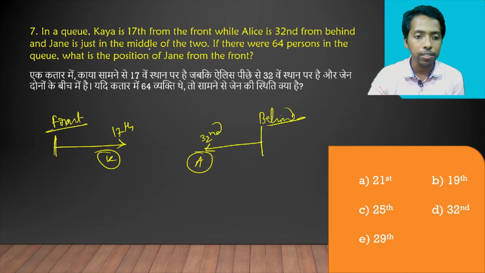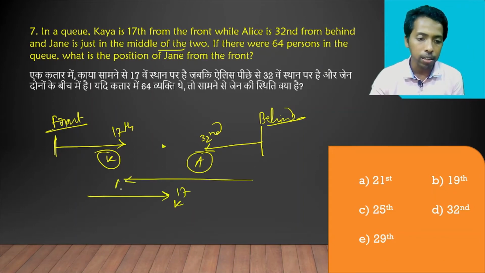Jen is just in the middle of the two. So Jen should be here. Otherwise, it can happen that Kaya is at 17th place and Alice overshoots this place, at 32nd. That can be possible, but this depends on the total number of students in the class. If it is given, that would be absolutely easy. Let's see whether it is given or not.